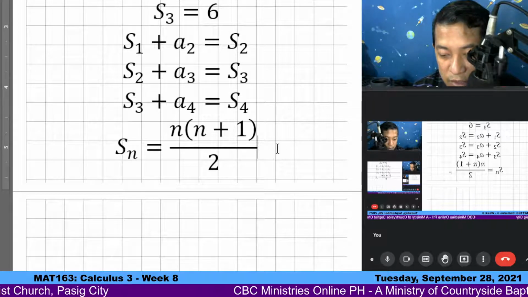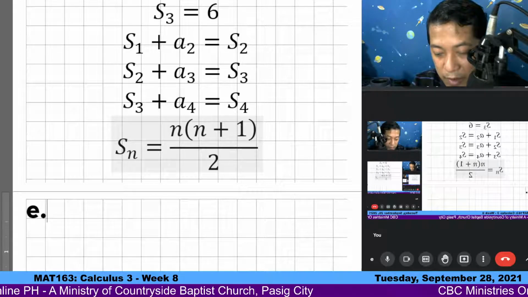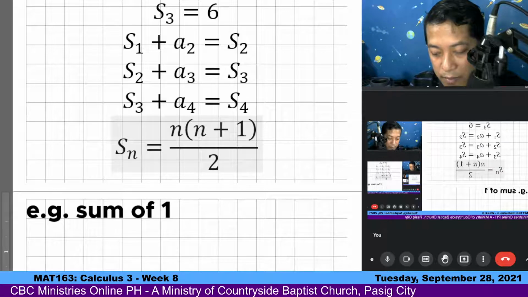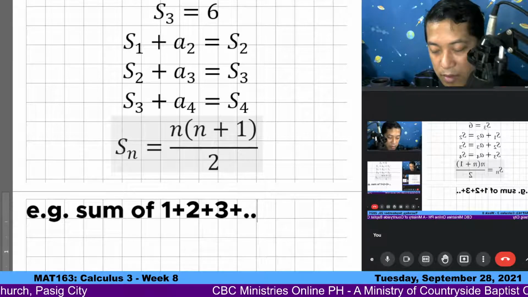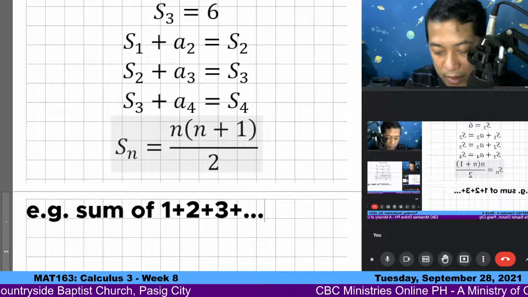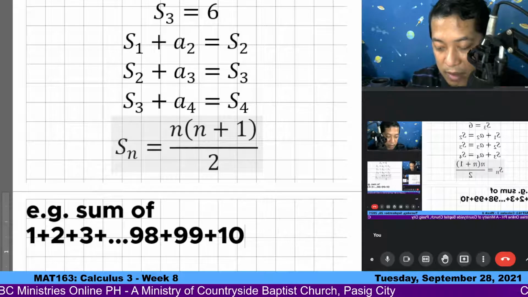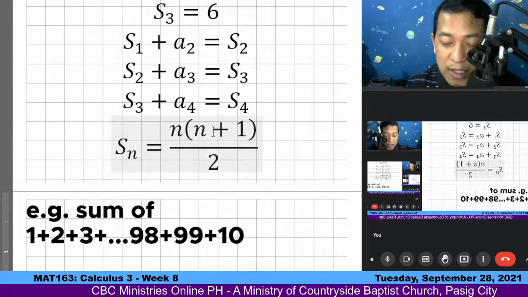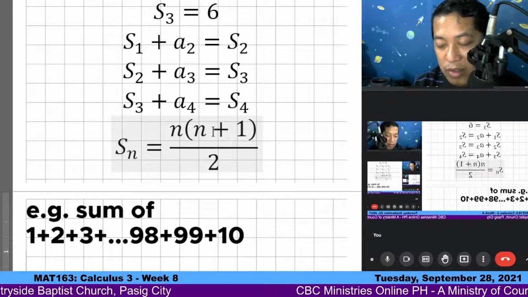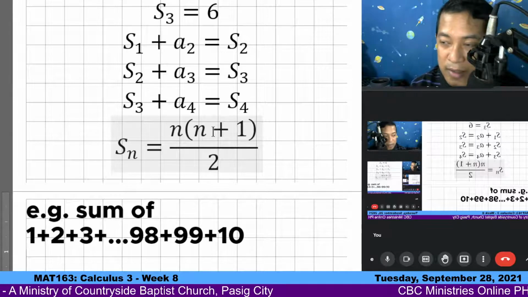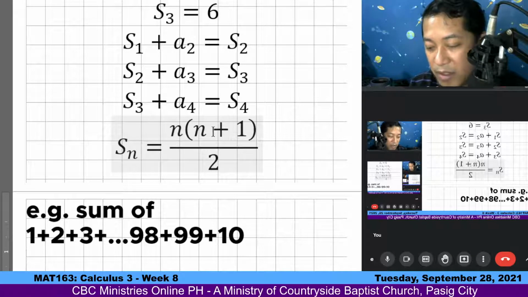So pwede itong you could research on this, but this had been proven through mathematical induction, no? Assuming, for example, the sum of 1 plus 2 plus 3 up to 98 plus 99 plus 100, we could always make use of this formula, no? So by following mathematical induction, we assume that the first term is correct, no? If that is correct, it will follow through also through this, no? Yung kasi mathematical induction, you assume that your first term is correct, no?